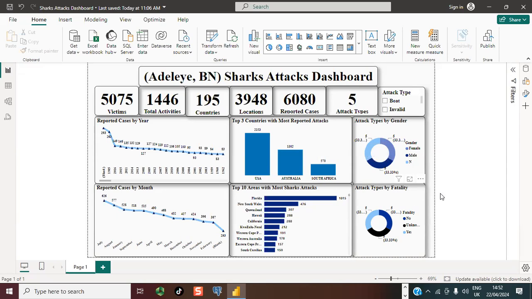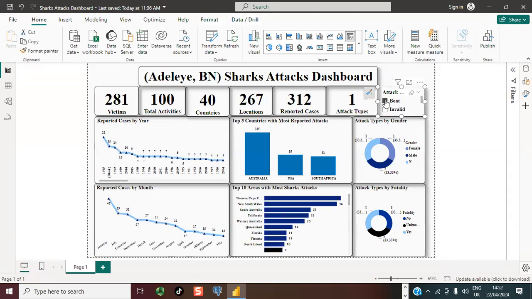Still going back to using slicers, I'm going to click on both. That is, those who were attacked by sharks when they were on a boat. So after clicking that, we can see that the statistics changed immediately. So for both attacks, we had 281 victims from 100 activities across 40 countries in 267 locations, and there were 312 reported cases.